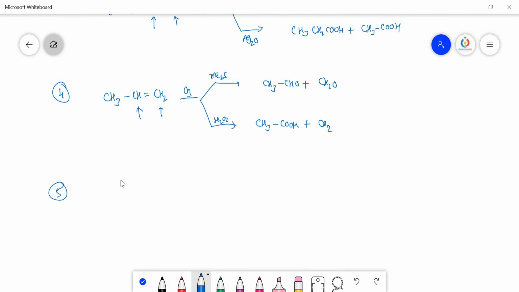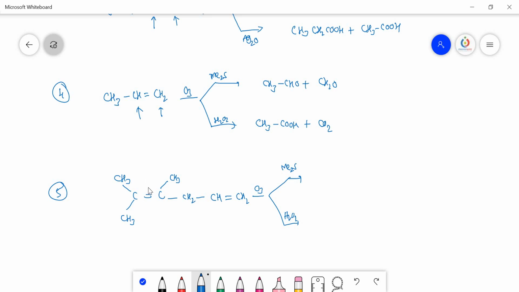Just see the reaction: CH3, C double bond, CH3, CH2, CH double bond CH2. So I am giving all here only in this particular example. Ozone, dimethyl sulfide and H2O2.